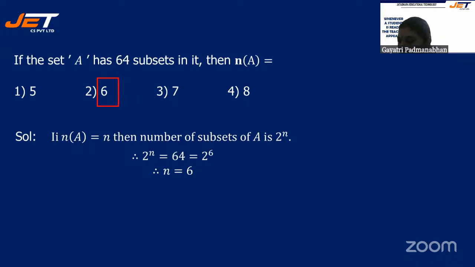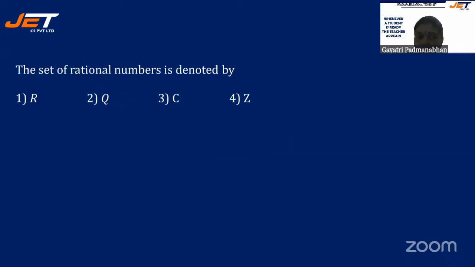Yes, Sri Shailam has given me option 2. You're right. Anant says B. Yes. Charan says 2. Correct. Perfect. Good. So 2 power n is 64. What is n? Which is 6. All right. Yes. See the next question.